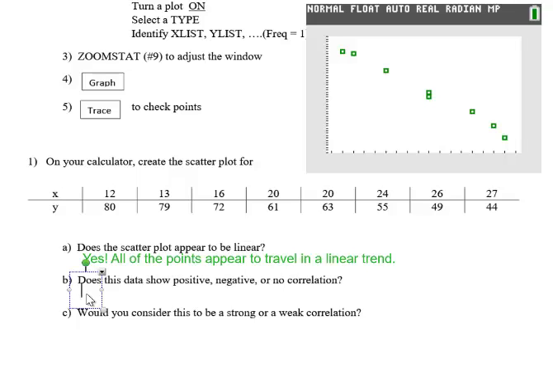B. Does this data show a positive or negative or no correlation? Right, so is it positive or negative or none? This is a negative.